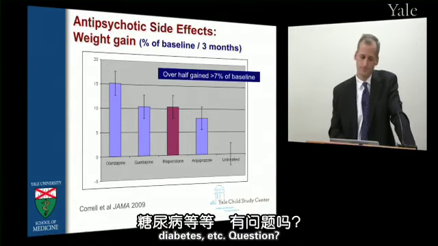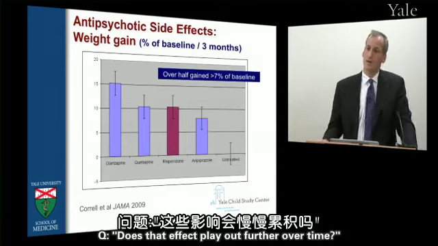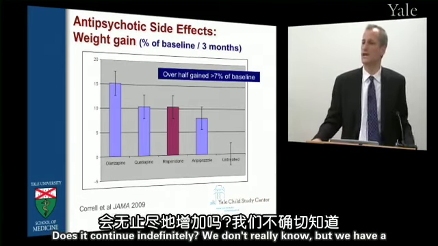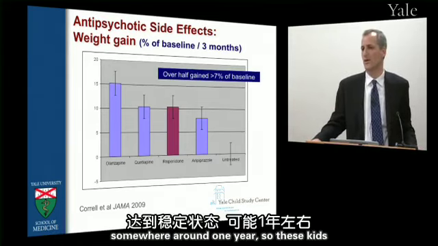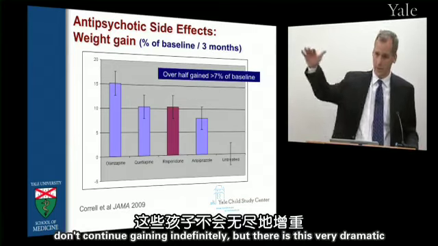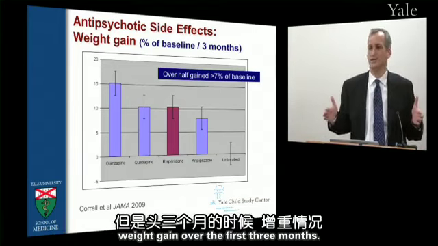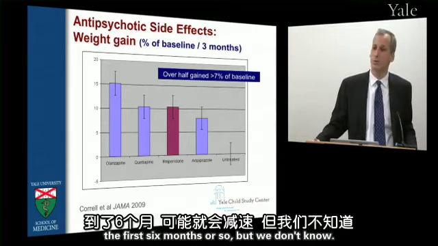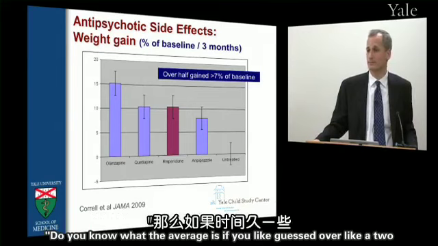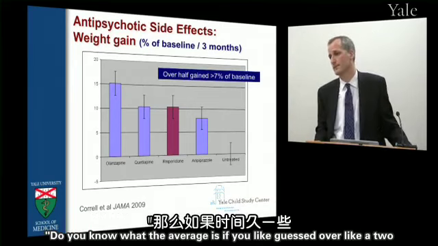Questions? How does that effect play out over further time? Does it continue indefinitely? We don't really know, but we have a sense that it does plateau somewhere around 1 year. So these kids don't continue gaining indefinitely. But there is this very dramatic weight gain over the first 3 months. It starts to slow down during the first 6 months or so. But we don't know. The average is sort of like, you get through 2 years and then it plateaus.